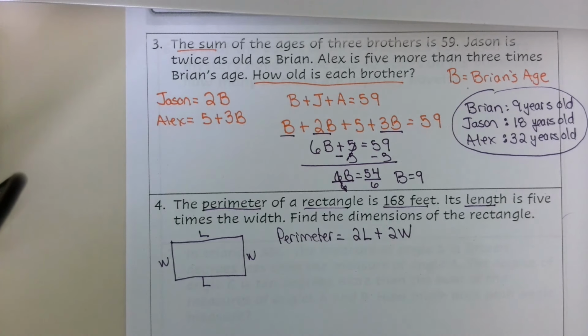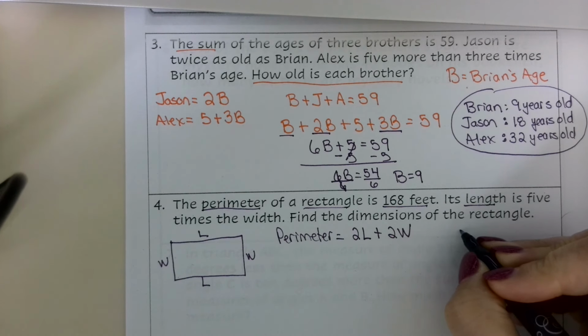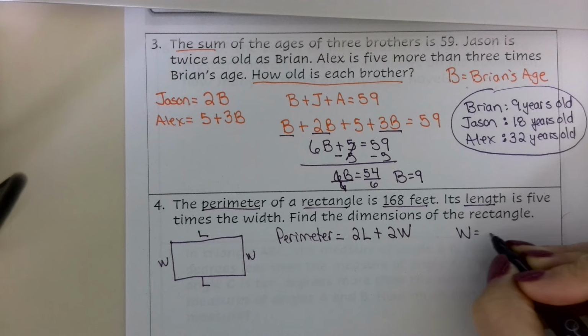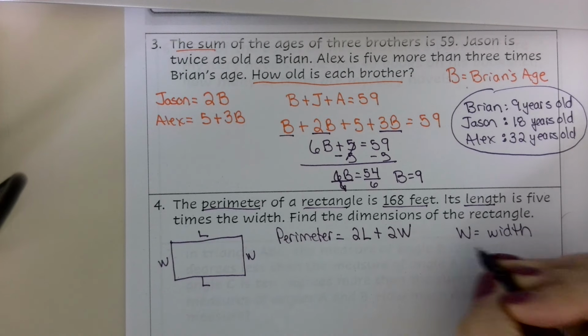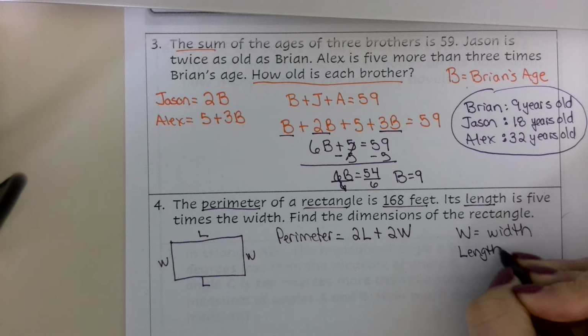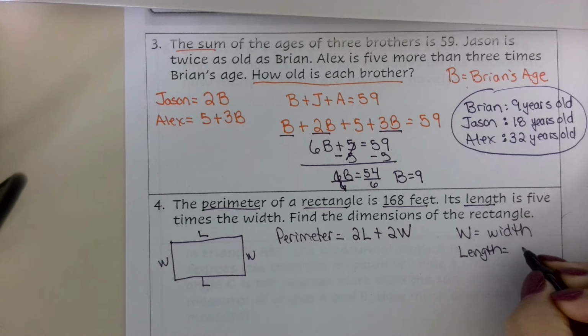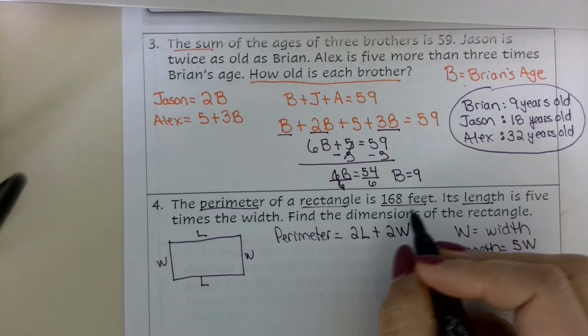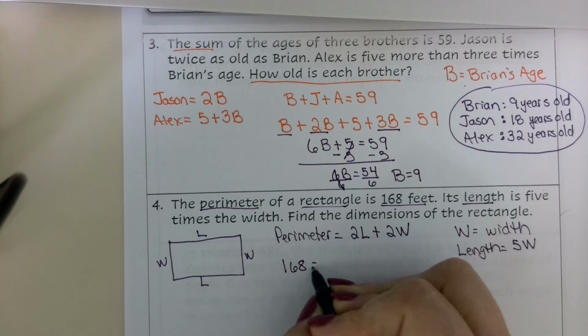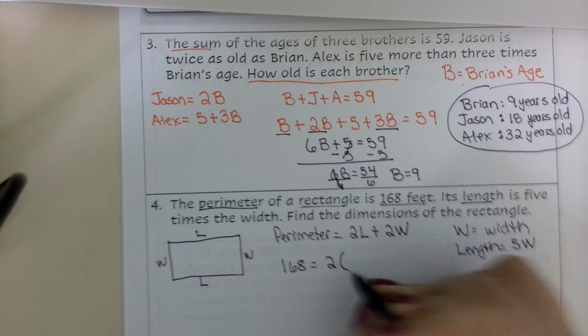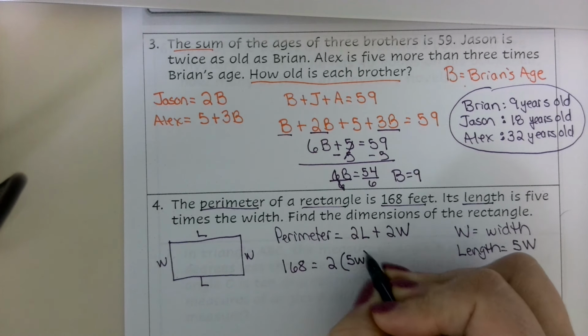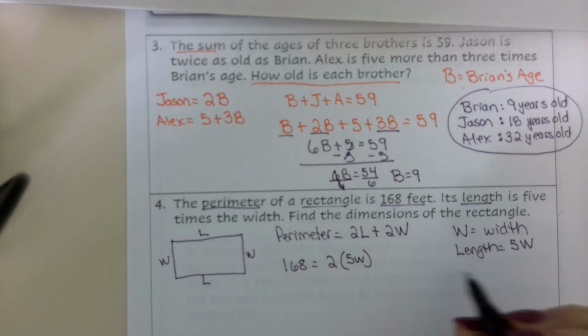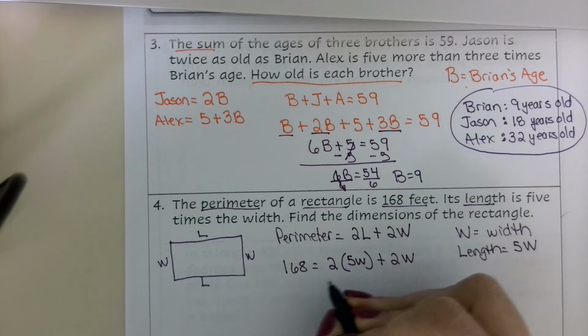So there's my equation. The length is 5 times the width. So my variable is going to be W equals width. And the length is 5 times the width, 5 W's. So let's put that into my equation. I know the perimeter is 168 feet. I'm going to do 2 times 5W for my L, because the length is 5Ws, plus 2W.